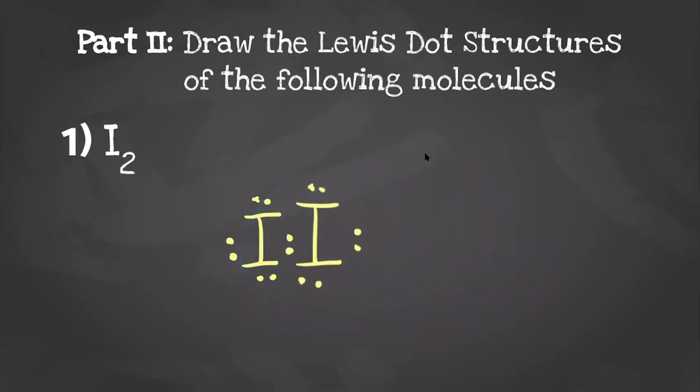And now one iodine is going to have 8 electrons. It's going to have a full octet. And the other iodine is going to have another full octet. So they're both going to be happy, and they're both following the octet rule.